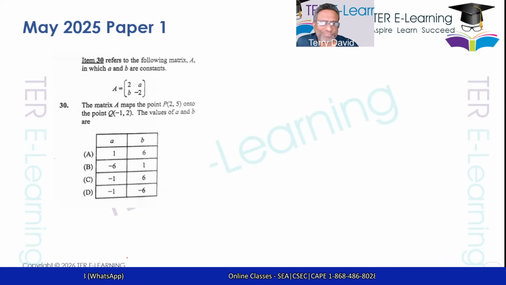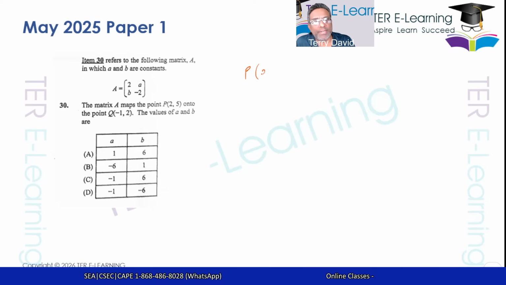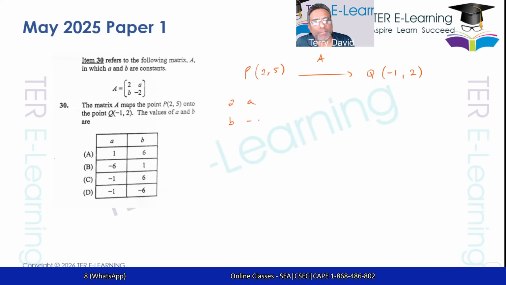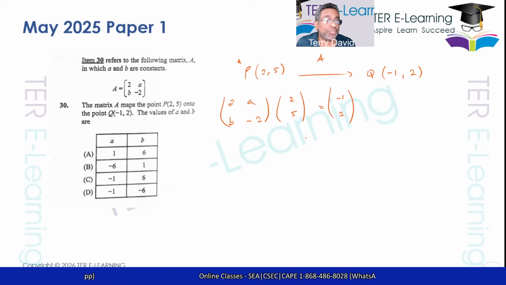All right, so we have a matrix here, and they said this matrix maps the point P onto Q. So first of all, the point P is given by 2, 5, and this maps onto Q, which is given by minus 1 and 2. Now the matrix A is what does that. So you would have written down the matrix A, which is 2, A, B, minus 2, and multiplied that by the point P, which is 2, 5, right? And the answer should be minus 1 and 2. So that's how you use a matrix in order to perform a transformation.